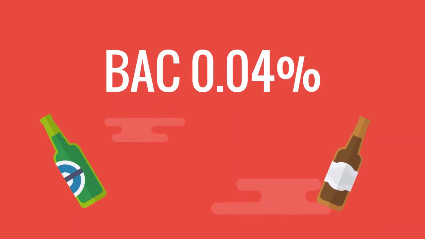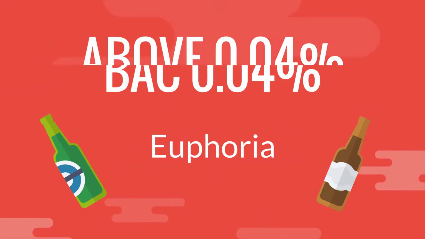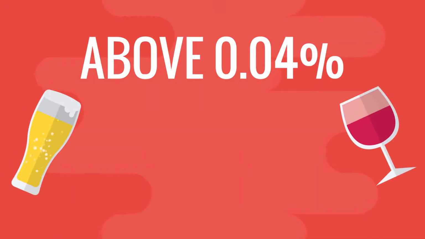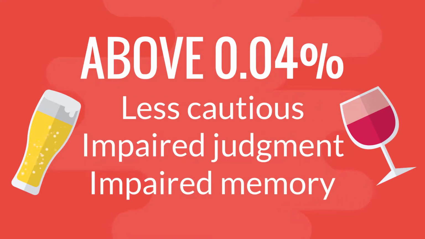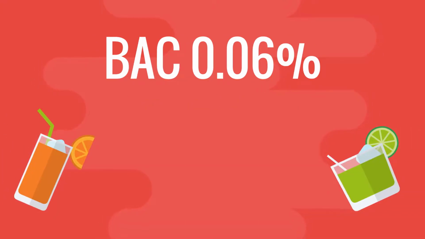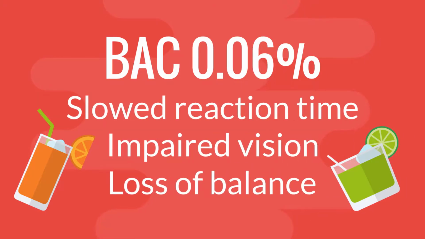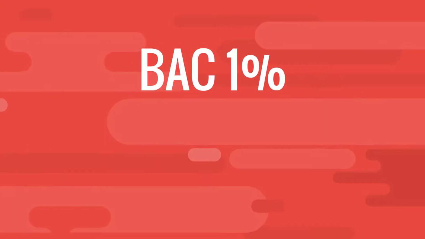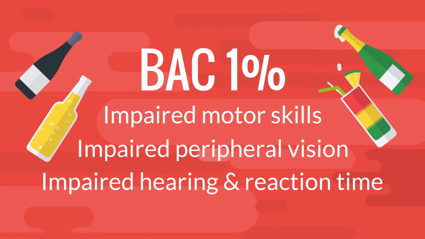All right, now let's talk about those levels. Below a BAC level of 0.04%, most people have that feeling of euphoria, but not have impaired judgment. Once your BAC rises above 0.04%, you may begin to behave less cautiously and your judgment and memory may be slightly impaired. Beginning at 0.06%, which is still below the legal limit for driving, you'll start to experience slowed reaction times, impaired vision, and loss of balance. Your judgment, reasoning skills, and self-control might be off too. And by 1% BAC, you're in trouble. Motor skills, peripheral vision, hearing, and reaction time, they'll all suffer.